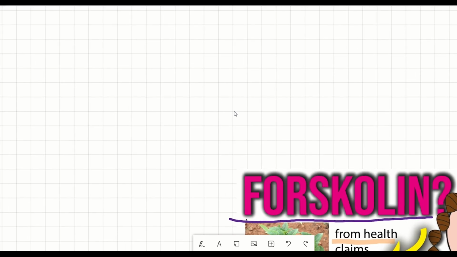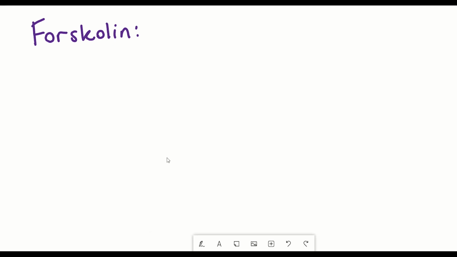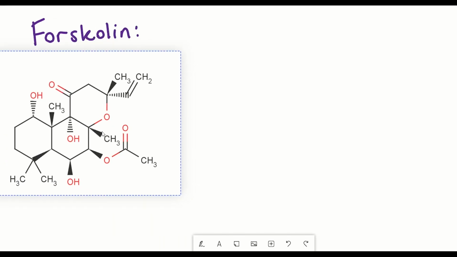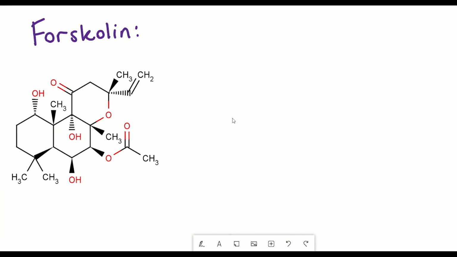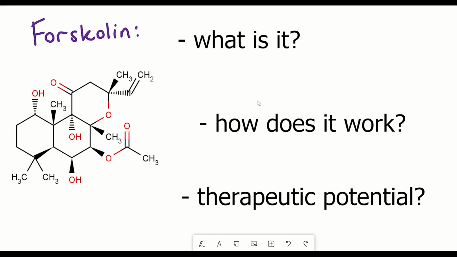So forskolin, I first learned about this compound during my undergrad biochemistry lectures. Besides understanding it for my exams, I hadn't really dedicated much time to thinking about it. That was until now, because forskolin is actually a very interesting molecule that has a variety of impacts within the cell. And it's also widely available. So what actually is it? How does it work? And what is the verdict for its therapeutic applicability?